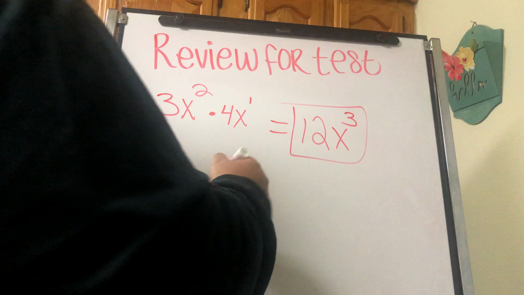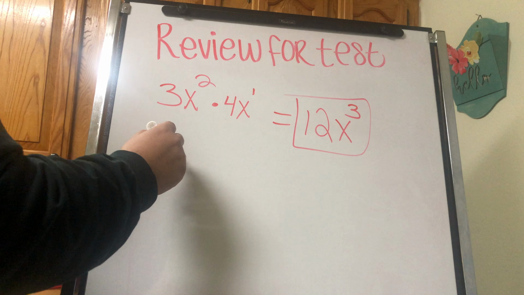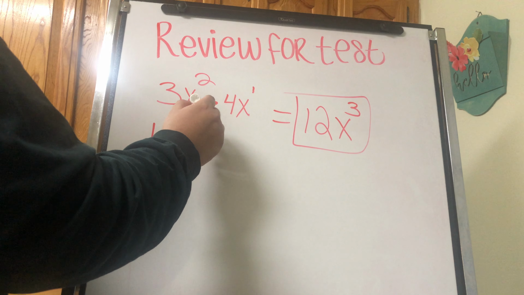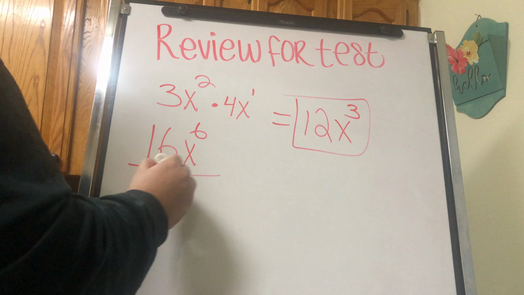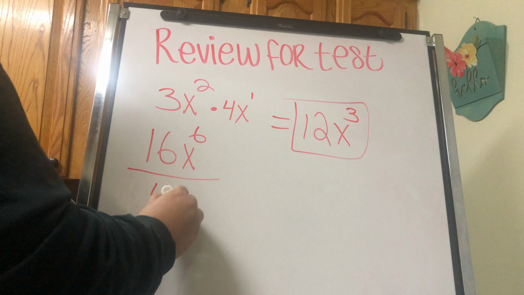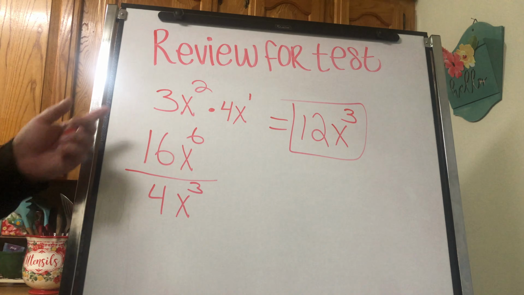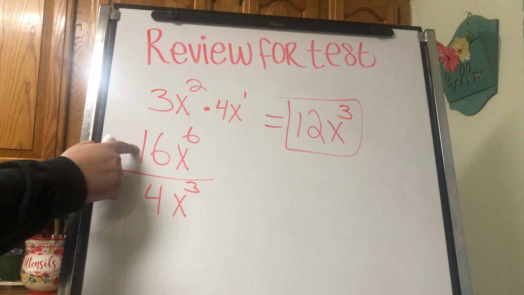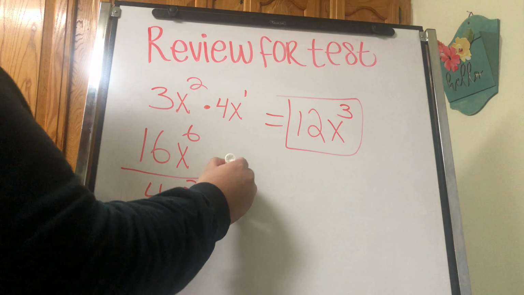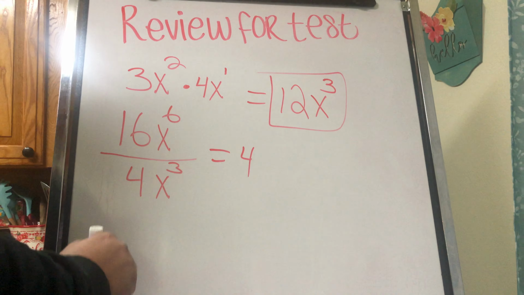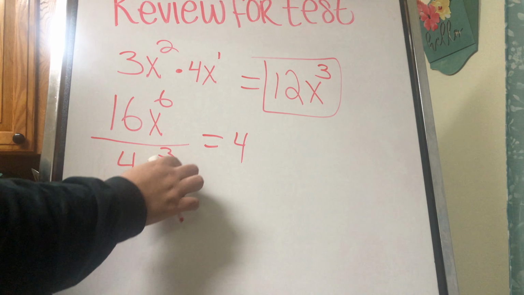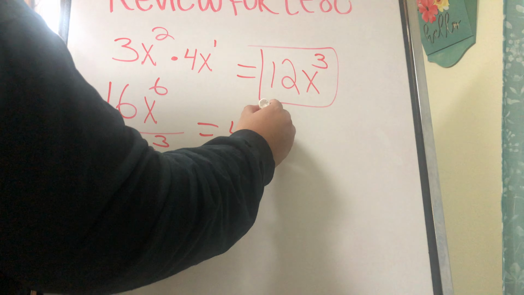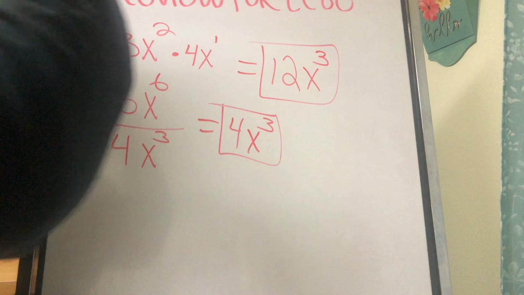Let's do a division. Let's say we have 16x to the power of 6, and it's being divided by 4x to the power of 3. Multiplying, you add them. Dividing, of course, you subtract. 16 divided by 4, that is 4. X to the power 6, x to the power 3. 6 minus 3 is 3. And you are complete.